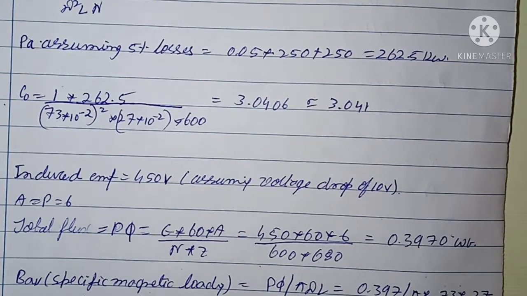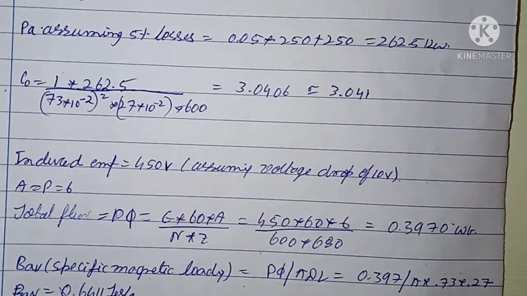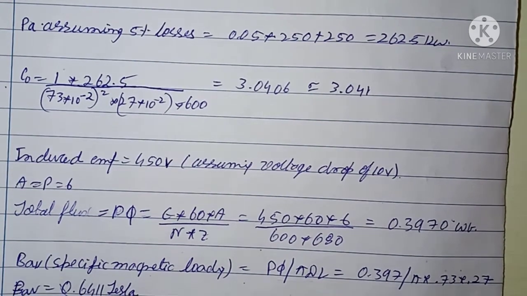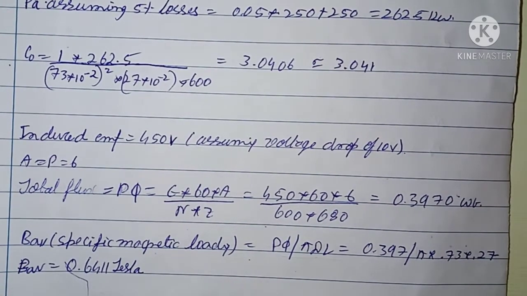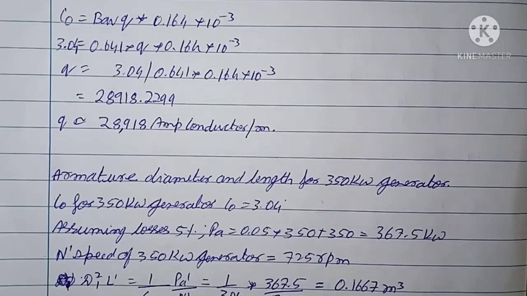Fine, and B_av, the specific magnetic loading, is equal to phi by pi D L by the basic equation. We have phi, D and L given. When we substitute those values, the specific magnetic loading B_av we get is 0.6411 Tesla.